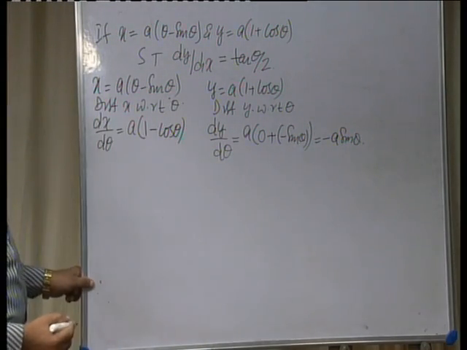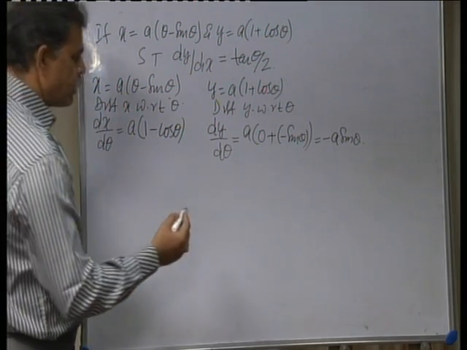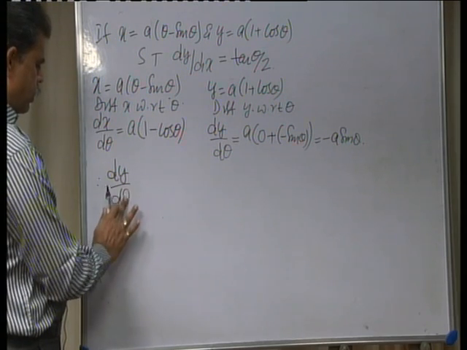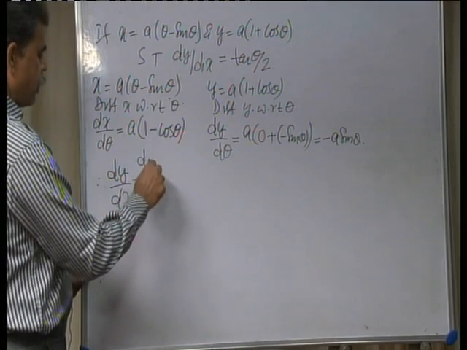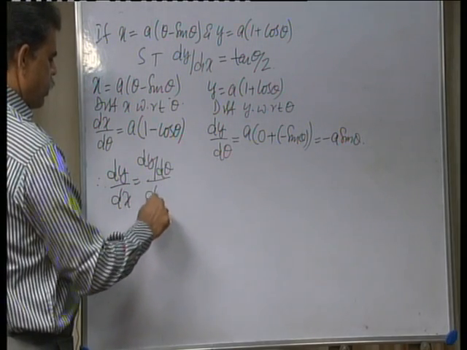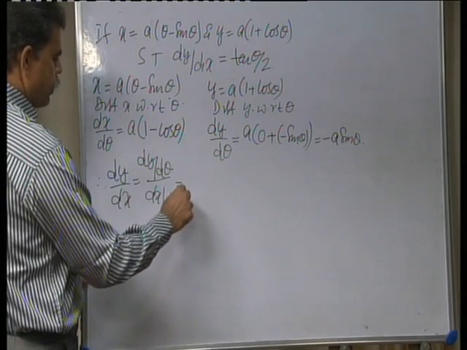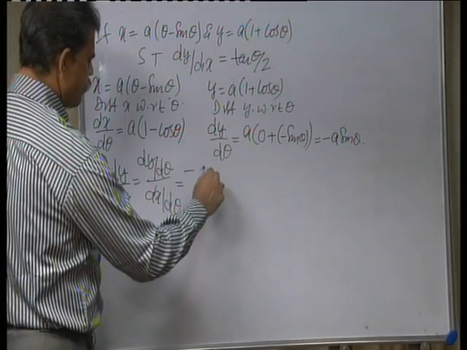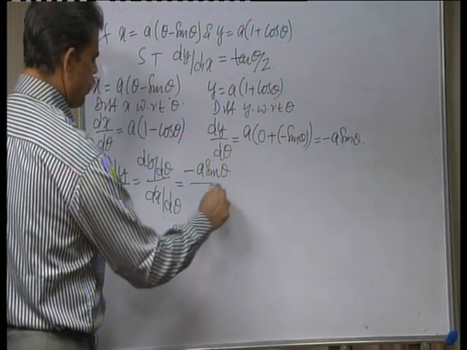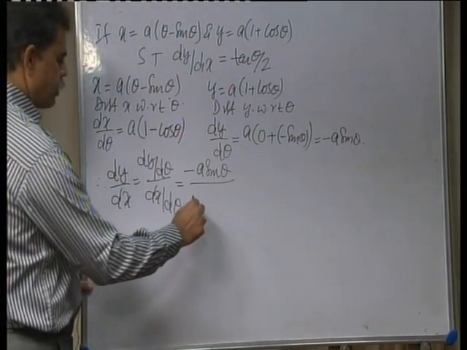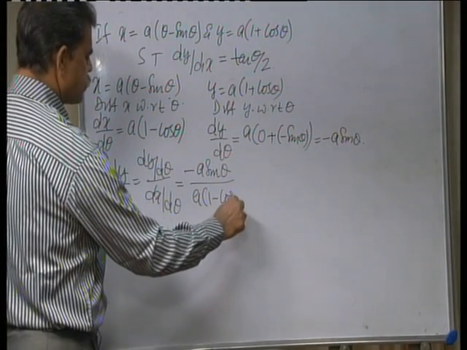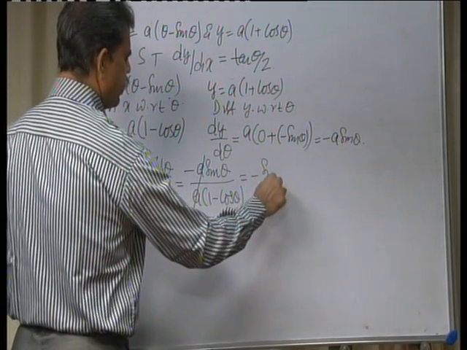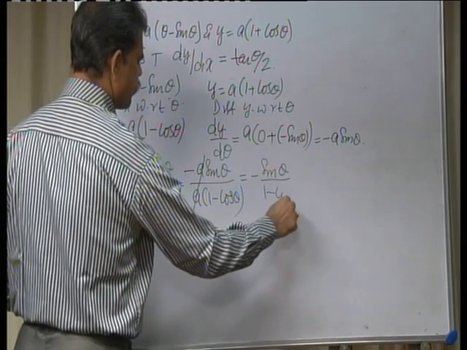So, I am not sure whether we get dy by dx is equal to tan theta by 2. Let me check. Therefore, we have to find dy by dx, which is dy by d theta divided by dx by d theta. Dy by d theta is minus a into sin theta, divided by dx by d theta, which is a into 1 minus cos theta. So, a cancels, and we have minus sin theta divided by 1 minus cos theta.